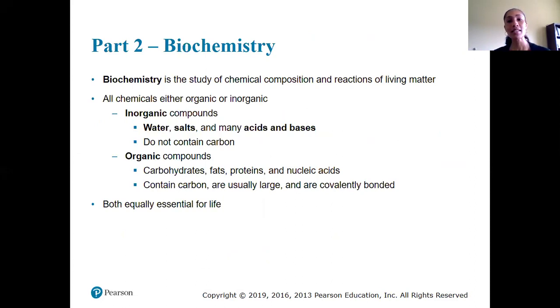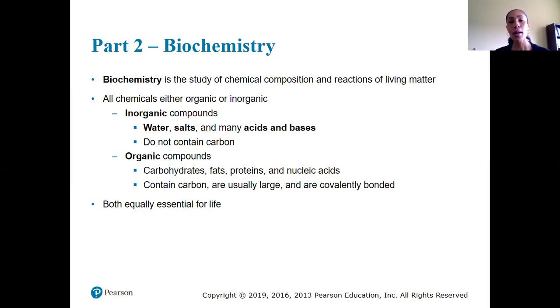Biochemistry is the study of chemical compositions and reactions of living matter. Essentially we're fusing chemistry and biology together and studying what that looks like. All chemicals can be classified as inorganic or organic. The easiest way to determine if a substance is inorganic or organic is, does the substance have carbon and hydrogen in its molecular formula? If it has both of those two elements, then we know it's organic. If it does not have both of those elements together, then it's automatically inorganic.